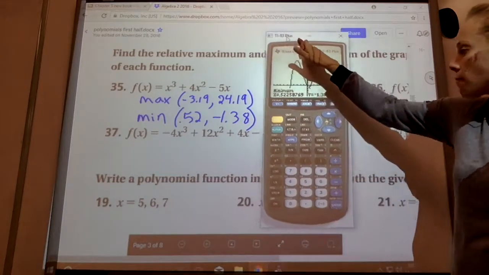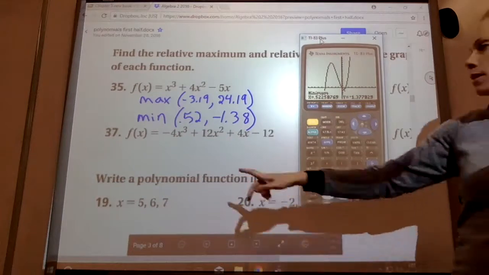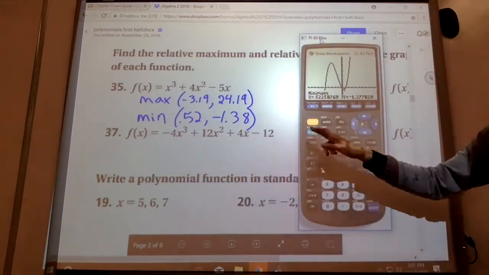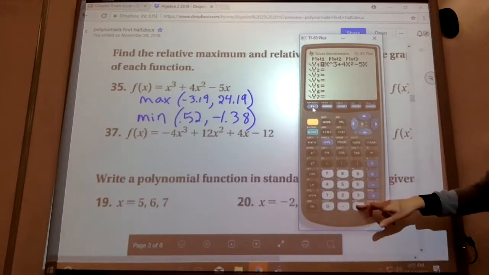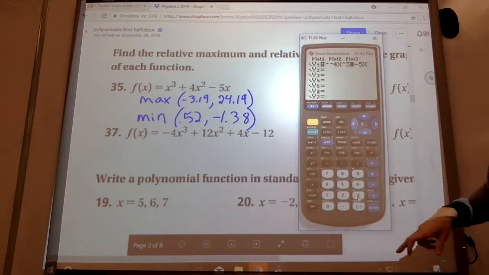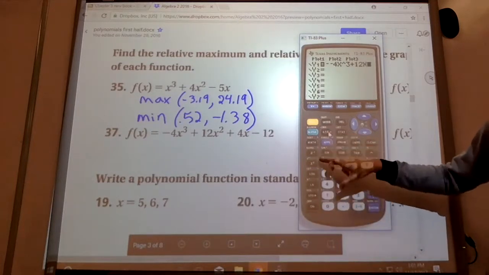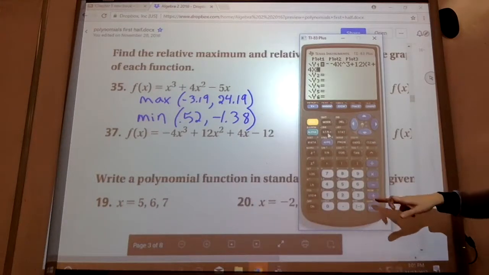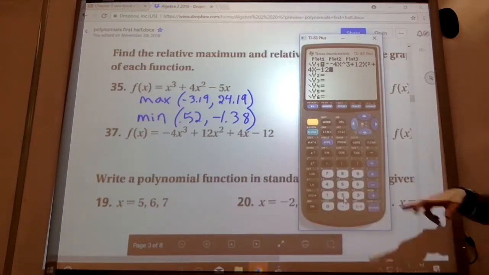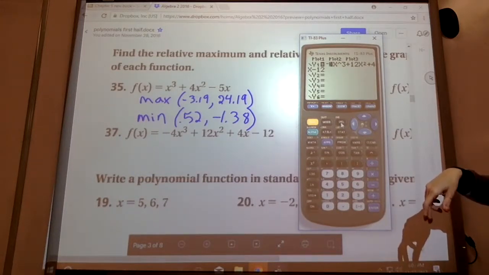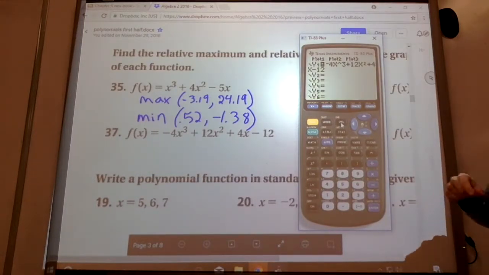Should we do another one? Let's try the one below it. So again, I go to my y equals and put that into my y equals. -4x cubed plus 12x squared plus 4x minus 12. Oops, I have a double negative, don't I? And then graph.